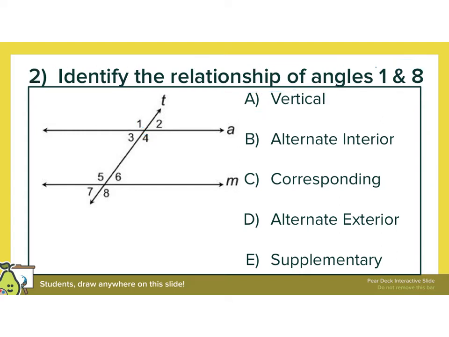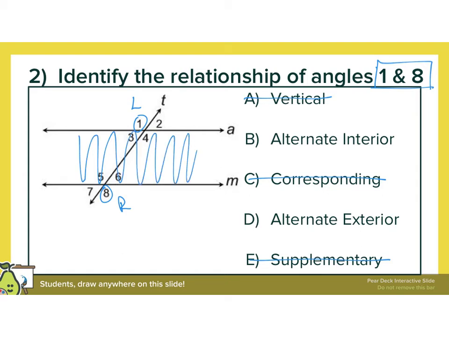Number 2, angle 1 and angle 8. So angle 1 and angle 8. So here's my transversal. One is on the left and one is on the right. So they're alternate something. So not vertical, not corresponding, not supplementary. So are they alternate interior or alternate exterior? Well, interior would be in between the parallel lines, but they're on the outside. So these are alternate exterior.